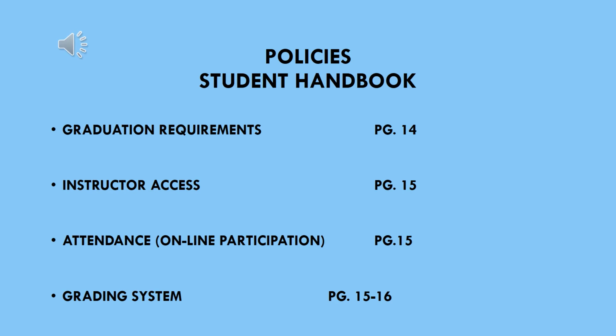The student handbook provides the policies of the institution. This orientation will cover and touch on the highlights of several different policies that are found in the student handbook. The first policy that we want to review is the graduation policy. The graduation policy is found on page 14 of the student handbook.